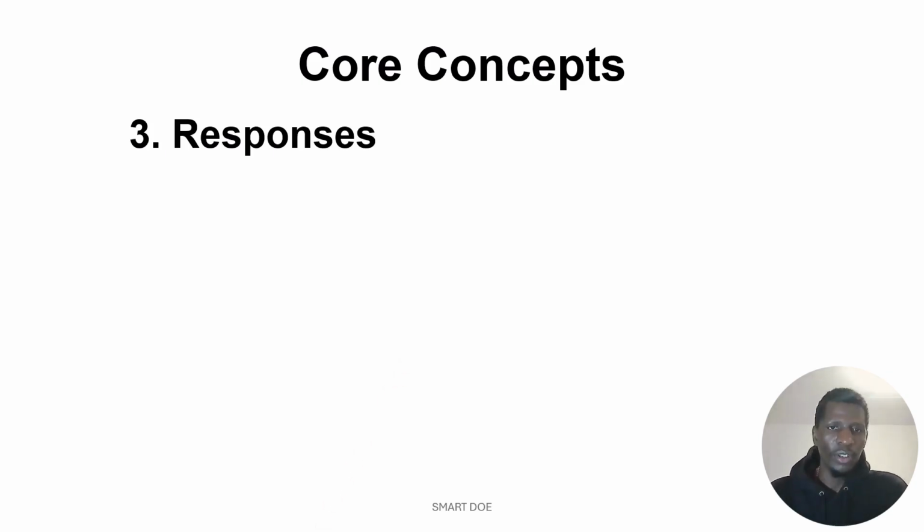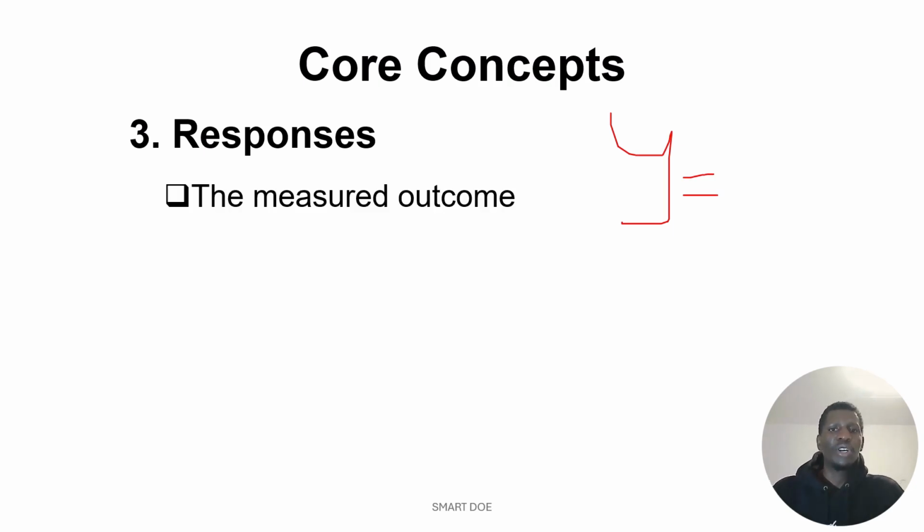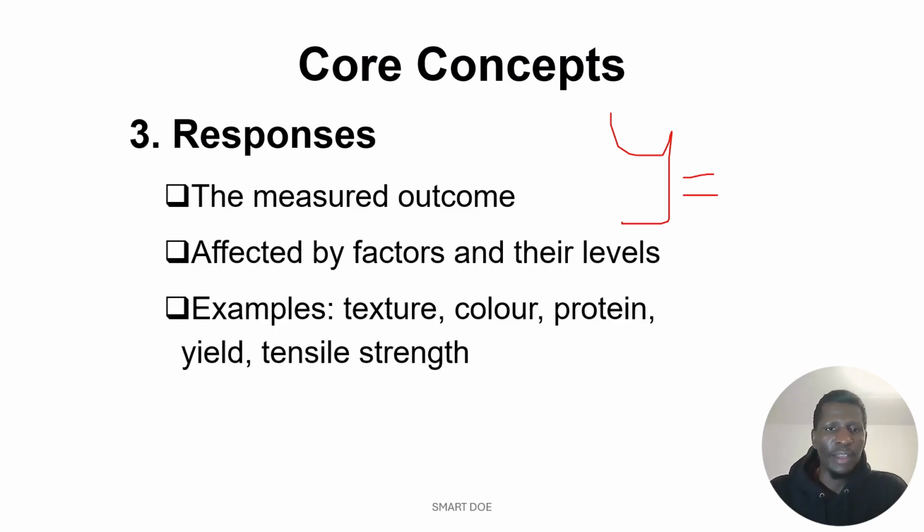The third concept of DOE is that of responses. In simple terms, what are responses? Responses are simply the measured outcomes, those outcomes you care about in your experiment. These responses are always affected by the factors and the different levels. For example, you may want to measure the texture of a food product, the color, the protein content, the moisture content, the yield, or, for someone who wants to measure the extractability of a bioactive compound, or the tensile strength of a material. These are the responses.